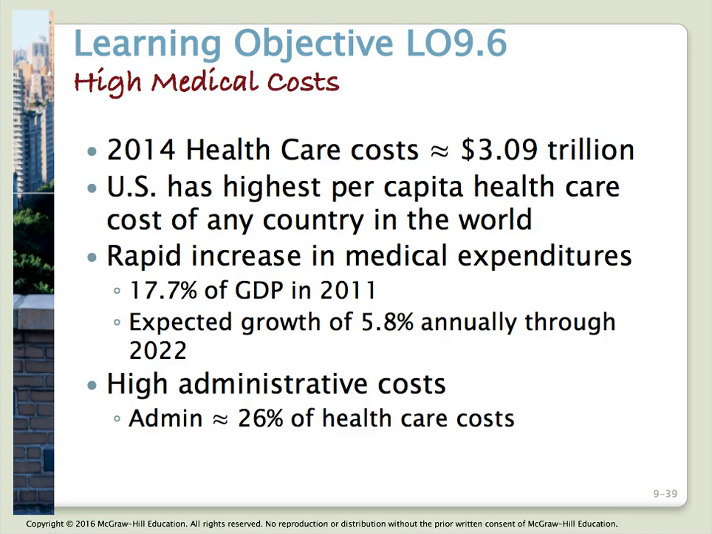We bring this lecture to a close. Let's look at our learning objective number 6, which is high medical costs. There's a laundry list of reasons why we're experiencing such high medical costs. But it is notable that the data that we have is that in 2014 medical costs equaled $3.09 trillion, and that the United States has the highest per capita healthcare costs of any country in the world. Even so, healthcare costs are projected to grow another 5.8% annually through the year 2022.